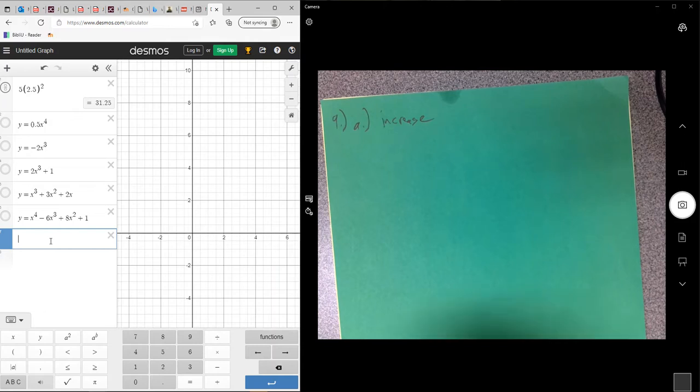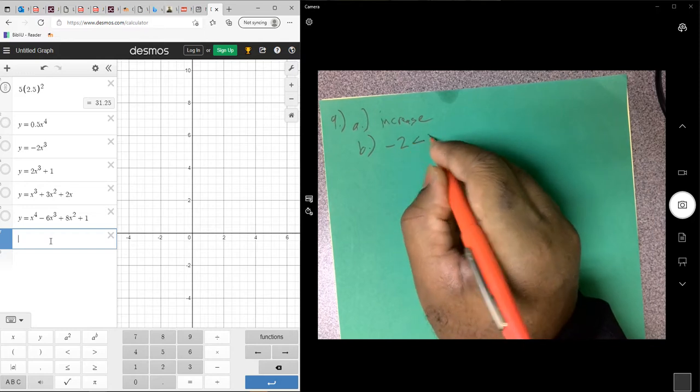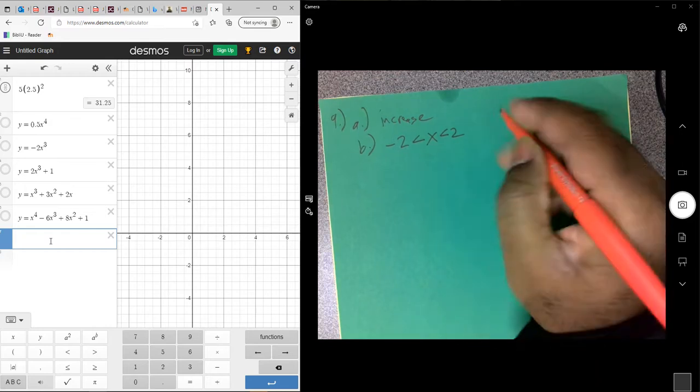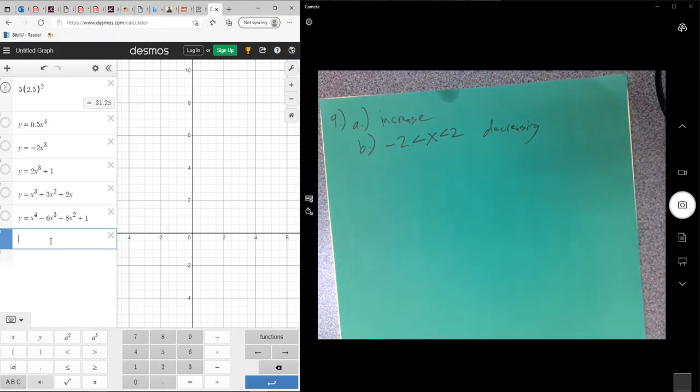Okay, now we have b. It says, is the function f increasing or decreasing for negative 2 less than x less than 2? I'm going to write this out. x is greater than negative 2, but less than 2. And it's decreasing. You look at the graph, you look between negative 2 and 2, the graph is decreasing. And remember, we read from left to right on the graph.